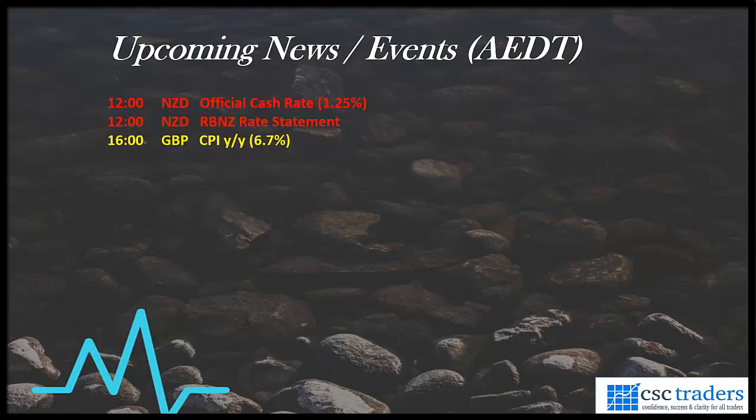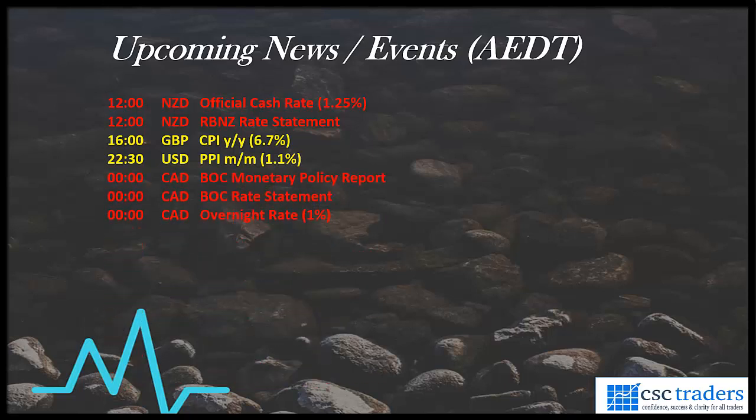At 4 p.m. from the UK, we have CPI numbers which are due out. At 10:30 from the US, we have PPI numbers, and then for any CAD dollar traders at midnight, we have the rate decision from Canada, and also the monetary policy report coming out. So that's heavily impacting data. That's why I've got them in red. And finally, at 1 a.m. in the morning from Canada, Bank of Canada will give their press conference. That pretty much wraps up the session.